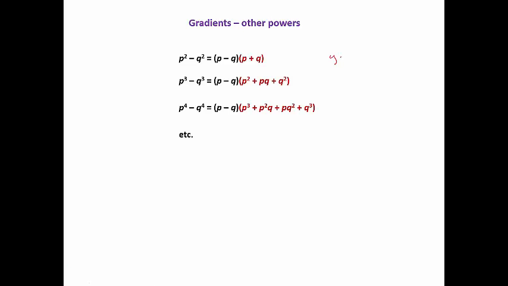For y equals x squared, the gradient was 2x. For y equals x cubed, the gradient was 3x squared. For y equals x to the fourth then, we look at this last bracket here, and we see that when q is put equal to p, we get p cubed 4 times. So we get 4p cubed, which becomes 4x cubed.